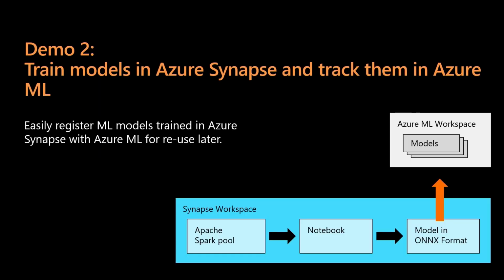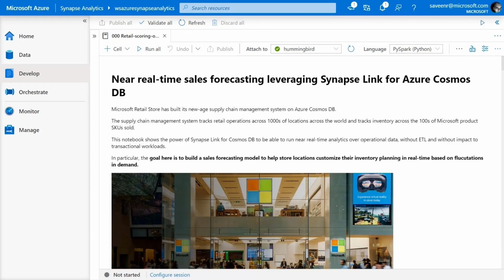In the second of our demos, we're going to start showing the deep integration between Azure Synapse Analytics and Azure ML. In this demo, we're going to focus on training a model in a Synapse workspace using Apache Spark and a Synapse notebook, and we're going to create a model in the ONNX format, and we're going to take that model and register it in an Azure ML workspace.